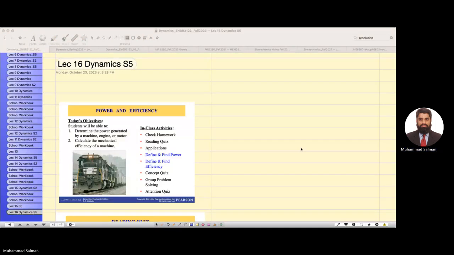So I'm trying to save some recordings. As this is chapter 14, section 4, the power, so please note down. I'm not sure what's going on here.